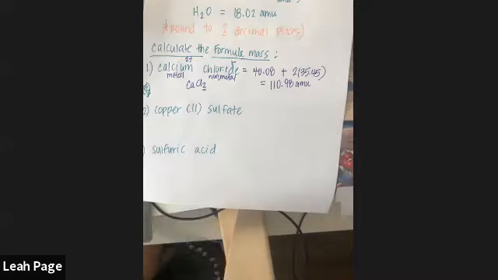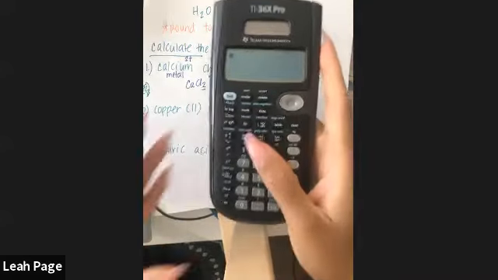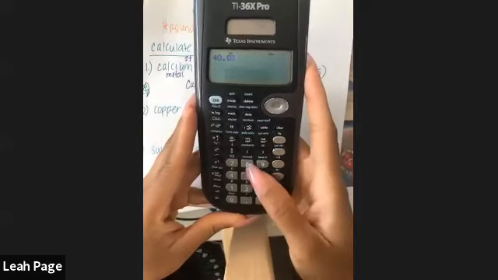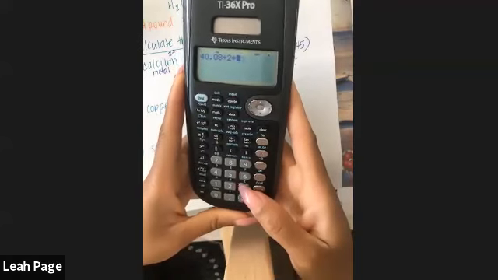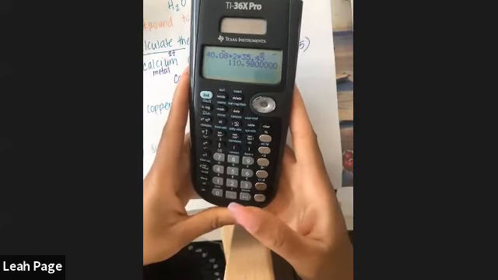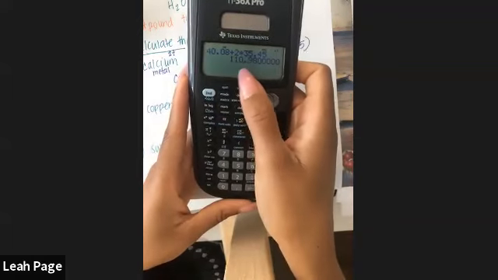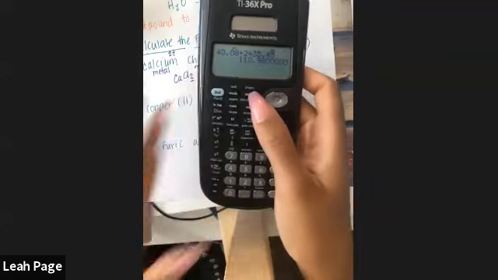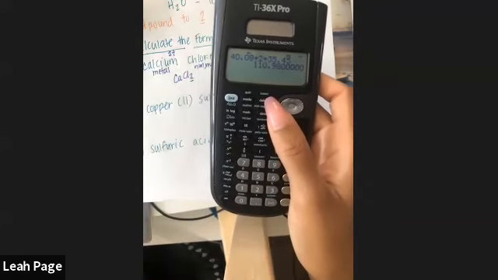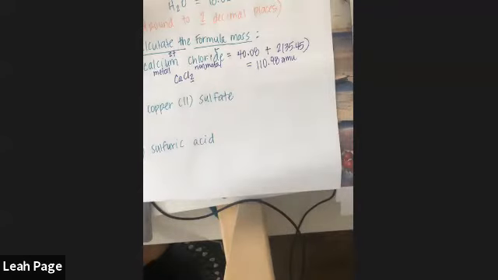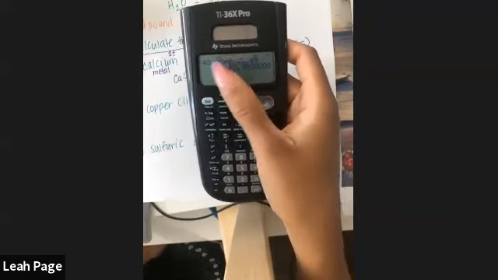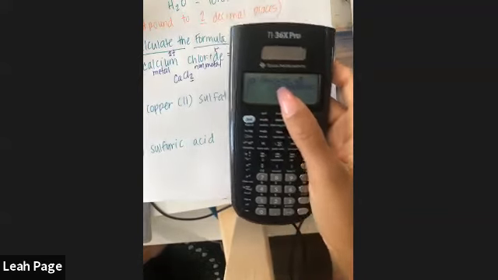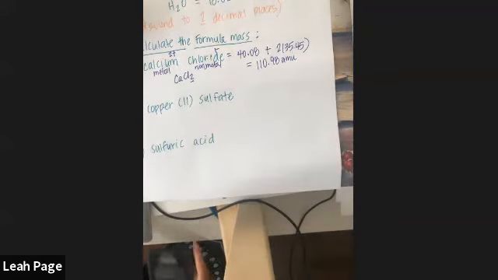So let's put it in the calculator. Again, let's try again. I got 40.08 plus 2 times 35.45. So we should get 110.98. You don't have to use parentheses on this one. It would be nice, but the order of operations says we're gonna do the multiplication first and then add it. But if you use parentheses, you can write it out in parentheses. It'll still give you the same answer. Okay, thank you.